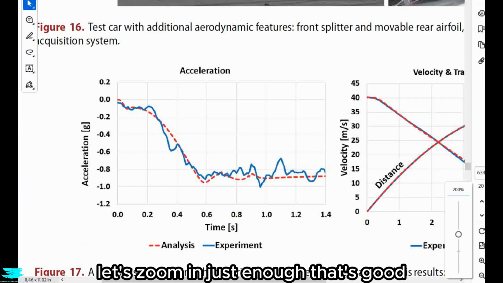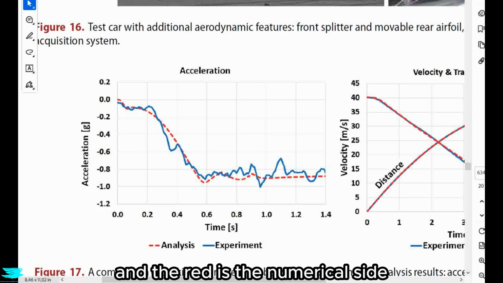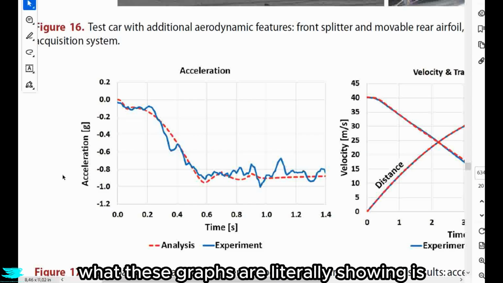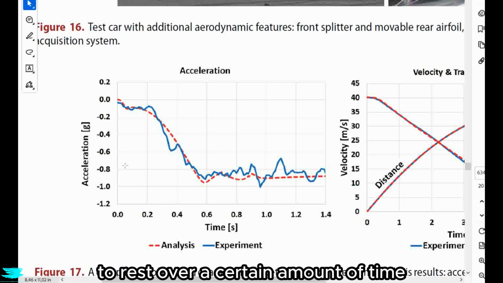Let's zoom in just enough, that's good. The blue is the experimental data and the red is the numerical side. What these graphs are literally showing is the braking process of the car from 40.31 meters per second to rest over a certain amount of time.